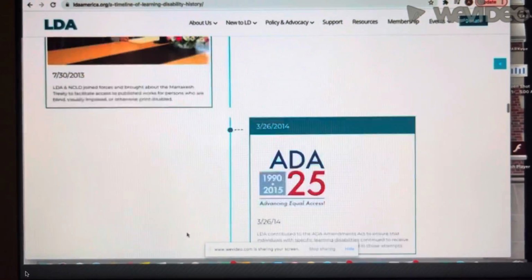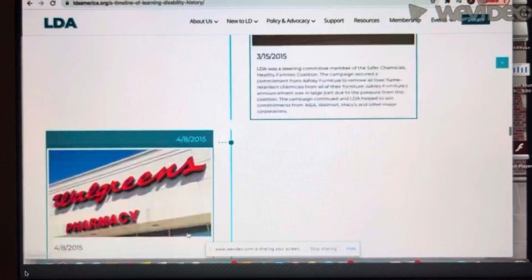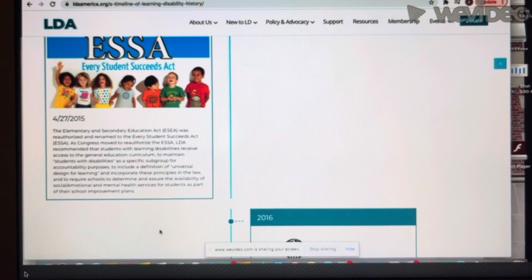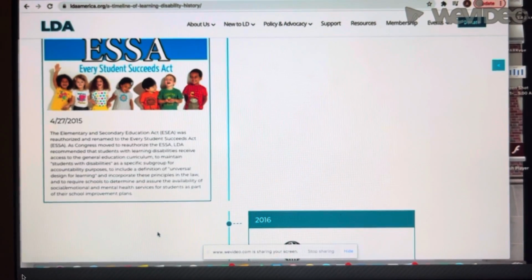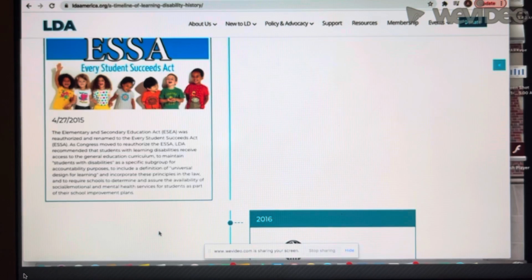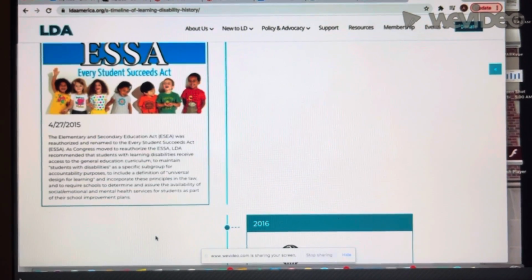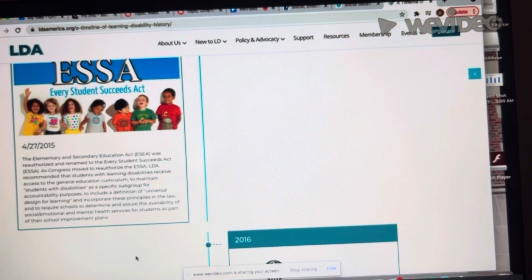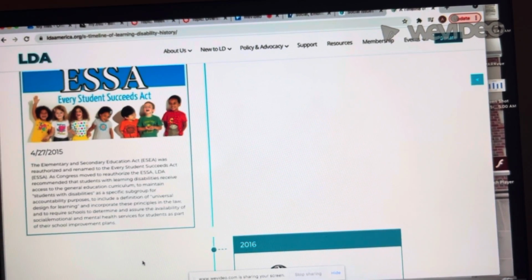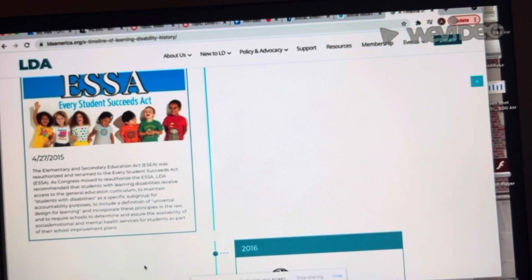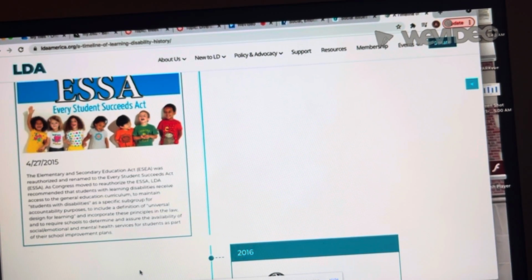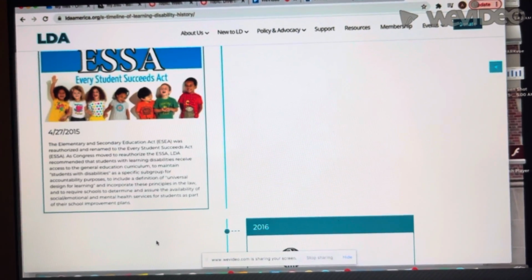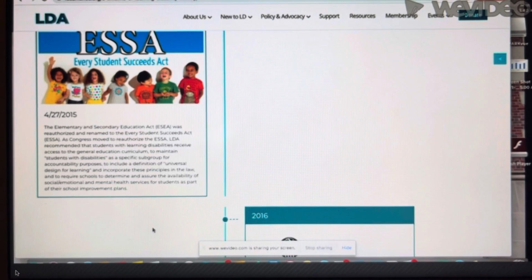And then lastly, we'll go to this point down here, the ESSA. The Elementary and Secondary Education Act was reauthorized and renamed the Every Student Succeeds Act. And it was moved to reauthorize from Congress, and it recommended that students with learning disabilities receive access to the general education curriculum, and to maintain students with disabilities as a specific subgroup for accountability purposes.